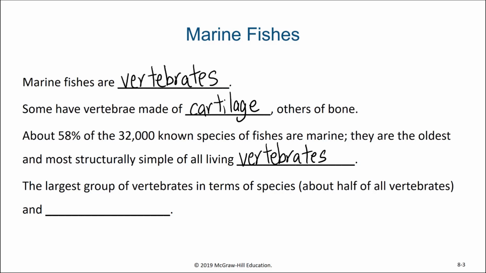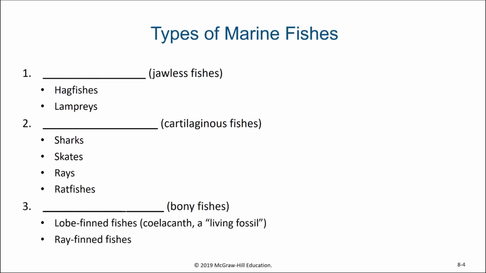They are the largest group of vertebrates in terms of species, making up about half of all vertebrate species, and in abundance. Meaning there are more fish and more different types of fish than there are other types of vertebrates.